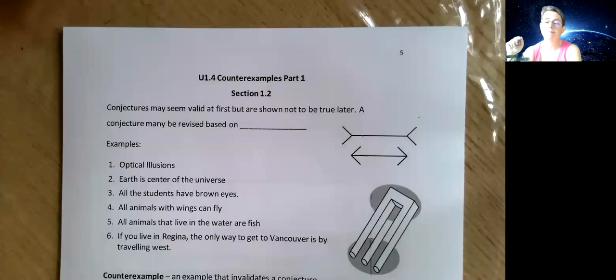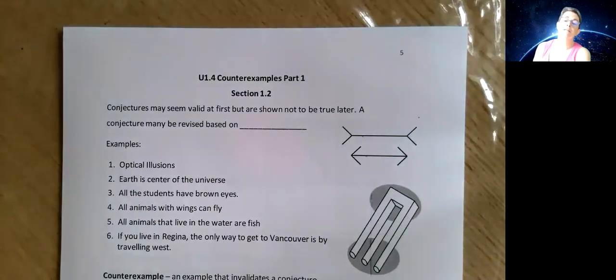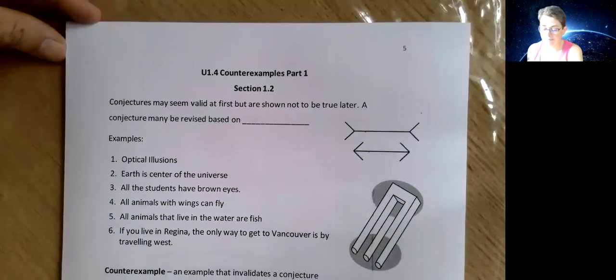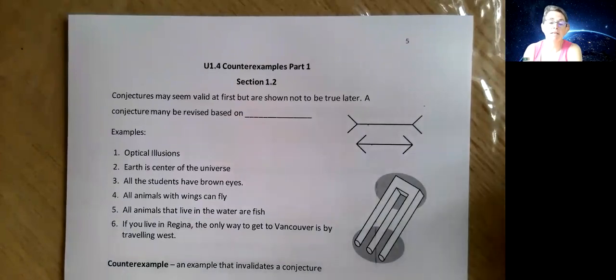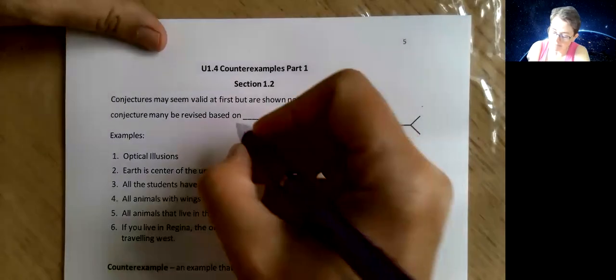The problem is you never really know for sure if you've looked at all the data. There might be an exception somewhere out there, and frankly, that's what a counterexample is. So you might find conjectures that are valid at first but are not true later. A conjecture may be revised based on a counterexample.